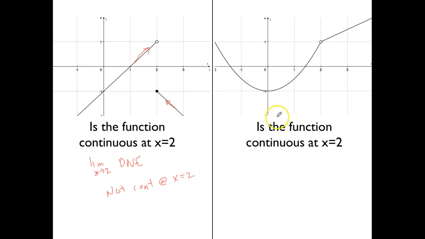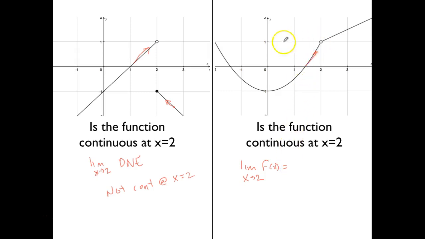Okay, let's check this one. Is the function continuous? Well, first of all, I know I can't draw that without taking my pencil off the paper, so I know it's not continuous, but I need to tell you why. Which rule does it break? Okay, first one, the limit as x approaches 2 of our function. Let's see if it has one.